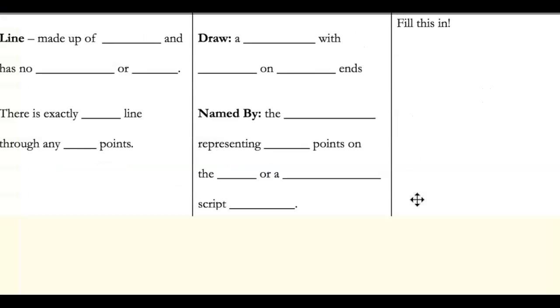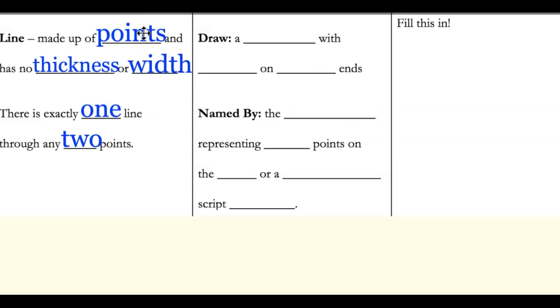The next vocabulary word is a line. So a line is made up of points. It has no thickness or width. And then the important thing here, this is a test and quiz question: there's exactly one line through any 2 points. You need to know that.